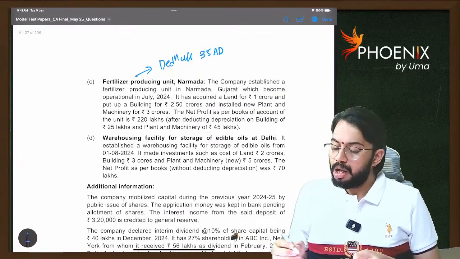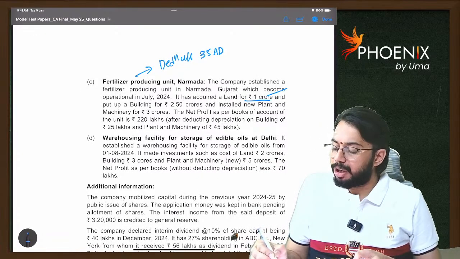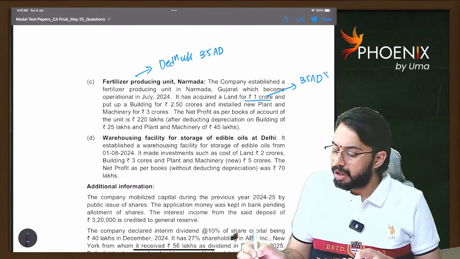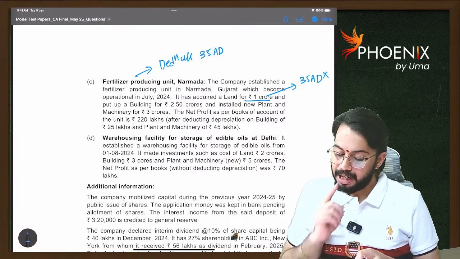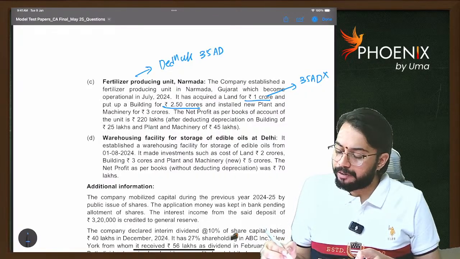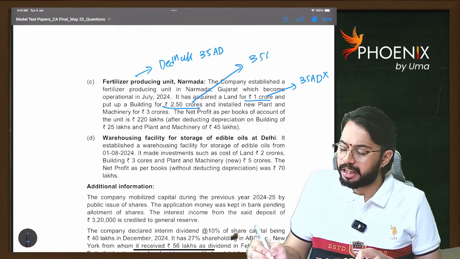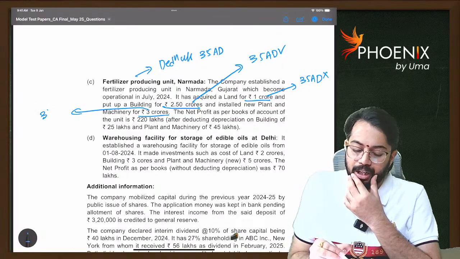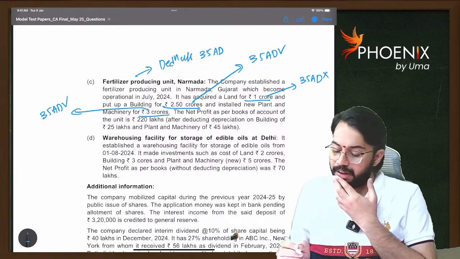Now, he acquired land for 1 crore. Is it allowed as deduction under section 35 AD? No. Okay. Next. He acquired a building for 2.5 crores. This is allowed as deduction under section 35 AD. New plant and machinery for 3 crores. That is also allowed as deduction under section 35 AD.